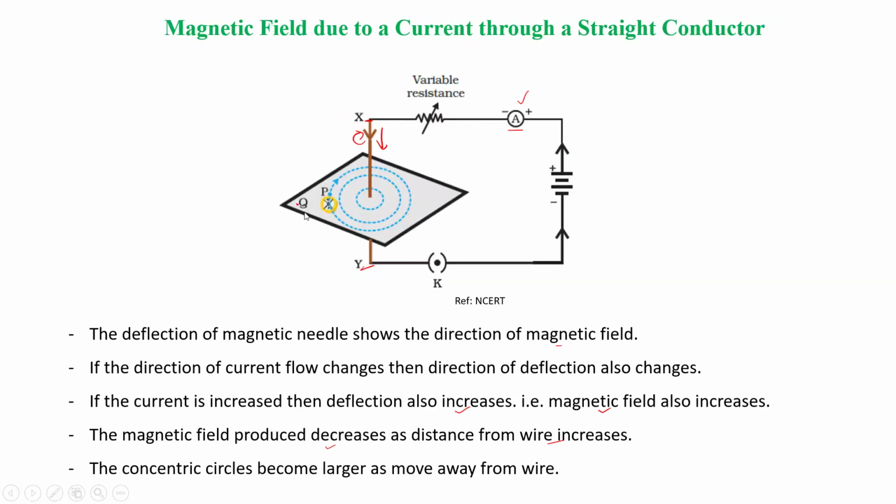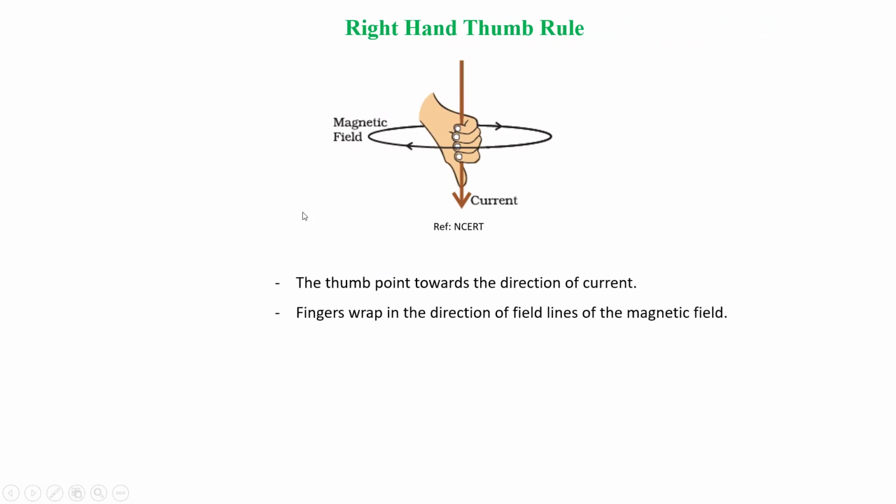So now we have another topic called the right hand thumb rule. What we were discussing earlier, with the help of the right hand thumb rule, we are able to find the direction of the magnetic field. Our thumb should point towards the direction of the current. In whichever direction current is going to flow through the conductor, in that direction we keep our thumb. After that, we wrap our fingers. The direction of the wrapping of the fingers shows the direction of the magnetic field.